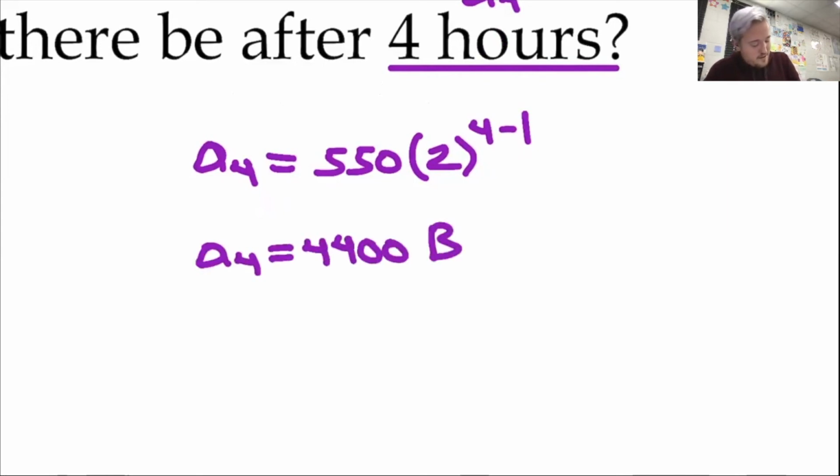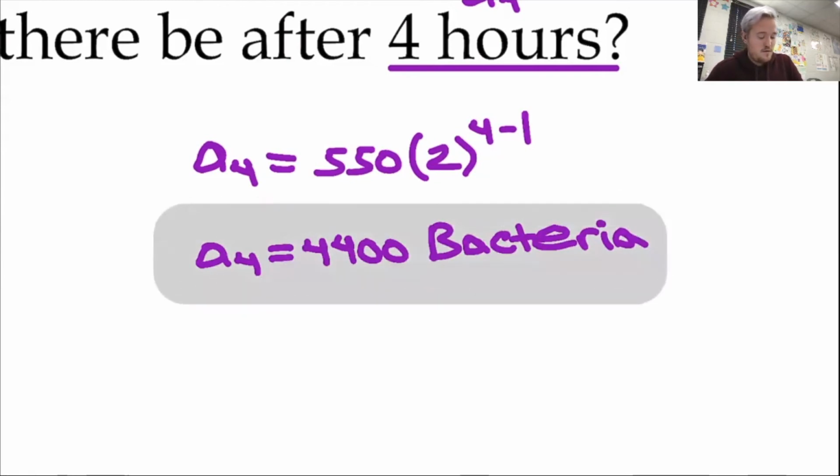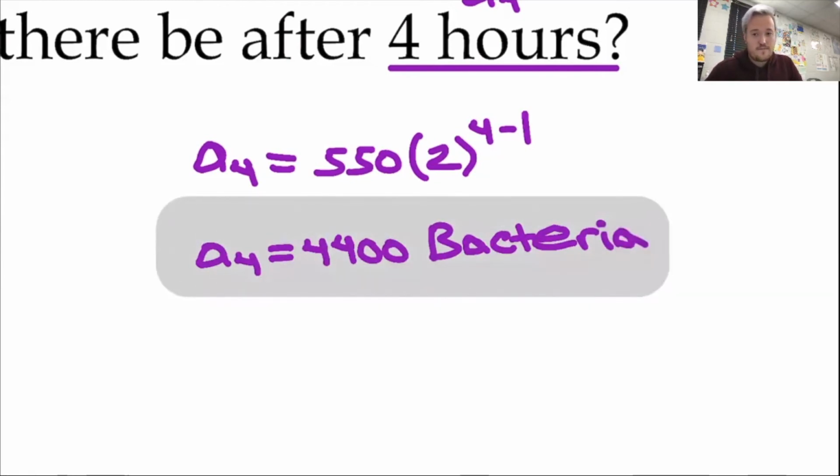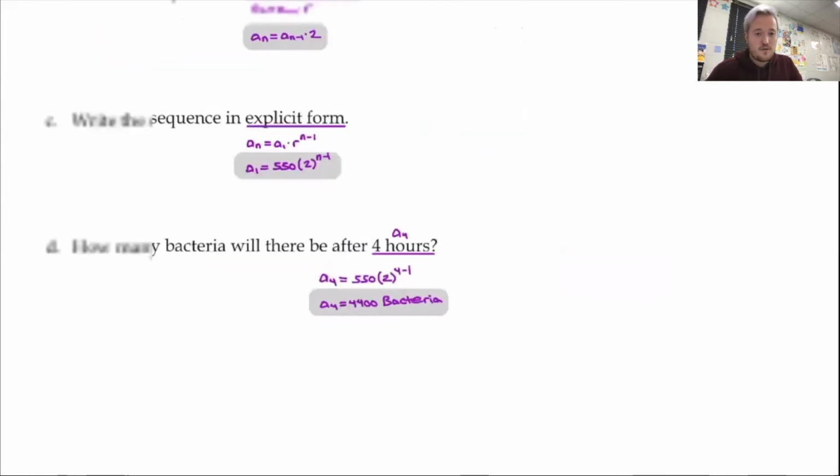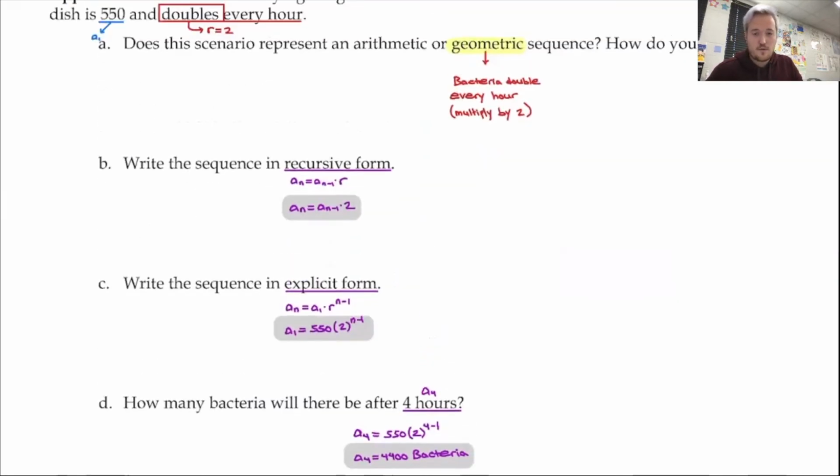And because it is a word problem, you have to have your units. So there are 4,400 bacteria. If you just say 4,400, well, what does that mean? 4,400 what?